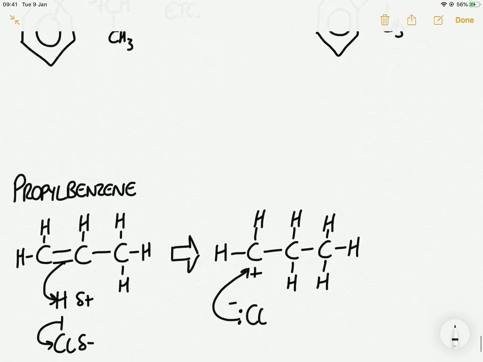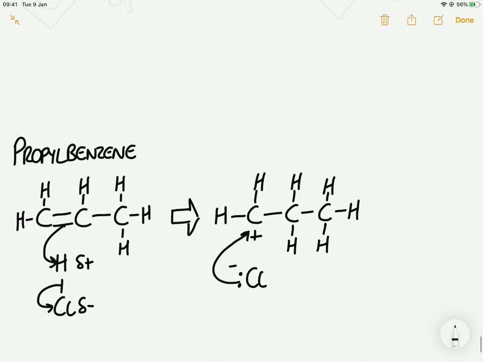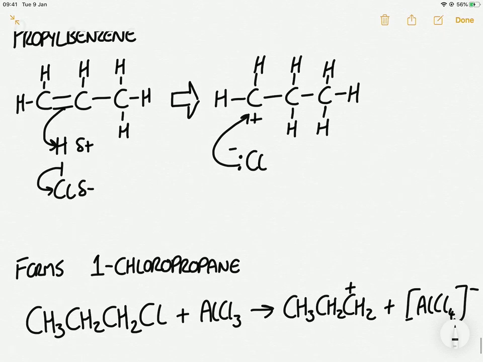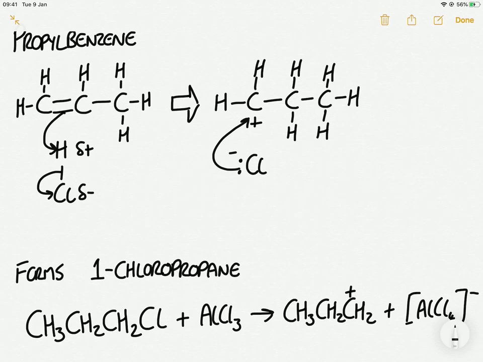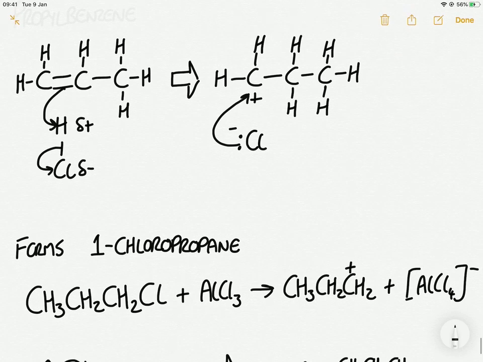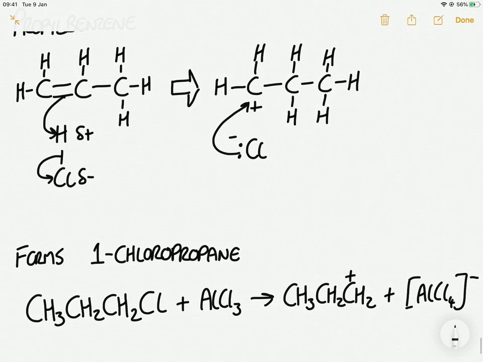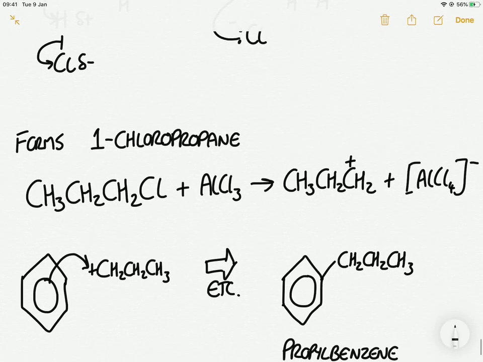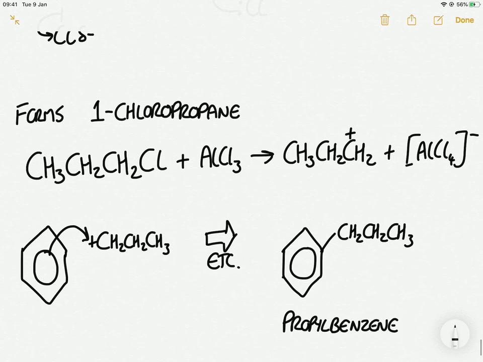So if you're going to make propyl benzene, let's say that we have electrophilic addition again, but this time the mechanism proceeds via a primary carbocation, and you're going to make 1-chloropropane. That can still react with the aluminium chloride to make the electrophile, but because of the location of the charge on the electrophile this time, having lost the chlorine from a different carbon, you're going to make propyl benzene.